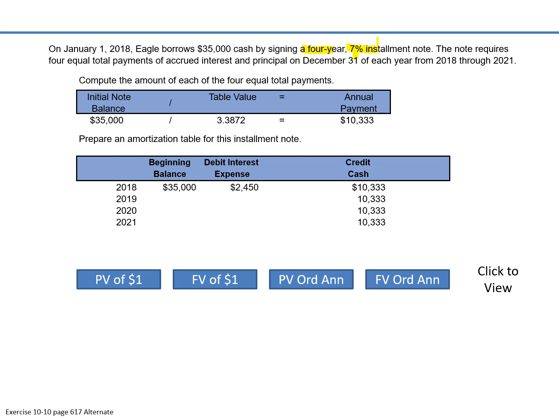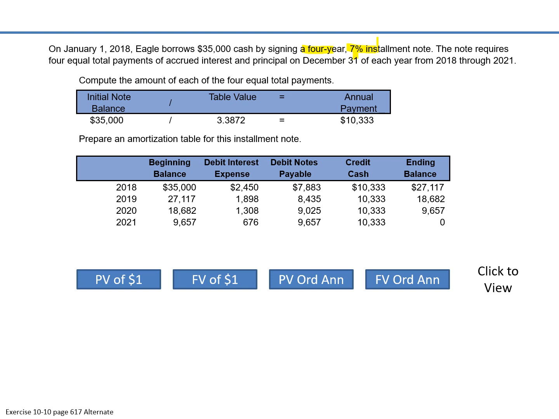So 35,000 times 7% is $2,450. We know our total payment is $10,333, so that must mean the amount that's getting applied to principal, and thereby reducing our note payable, is $7,883. 35,000 less 7,883 is $27,117. That becomes our new beginning balance times 7%. That means what we have left over of our cash payment of $10,333 gets applied to principal, thereby reducing our note payable balance with a debit. So 27,117 less 8,435 is 18,682. So on and so forth.